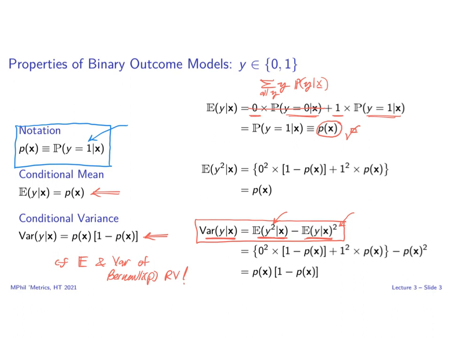Again, using the definition of an expectation for a discrete random variable, we have the expression 0 squared, that is to say the realization squared, multiplied by its probability, 1 minus p of x, plus 1 squared, the other possible realization squared, multiplied by its probability. And once again, we find the result is p of x. Substituting this into our expression for the conditional variance, we find that the conditional variance of y given x is equal to, as asserted, p of x times 1 minus p of x.